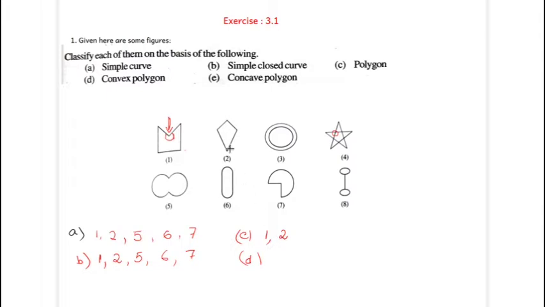Now come to number 2. In number 2 all the angles are less than 180 degrees, so this is a convex figure. So number 2. Now number E is what? Concave polygon, which we have just discussed. Number 1 is the concave polygon. In this way, we have to find them out. Hope you have understood this.